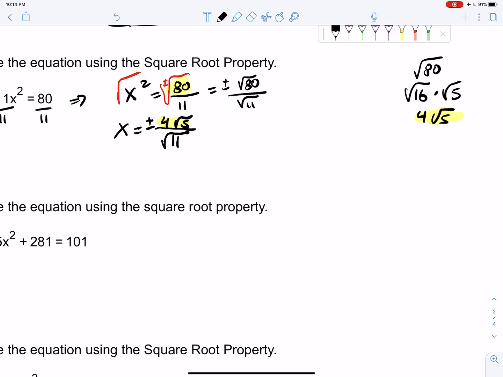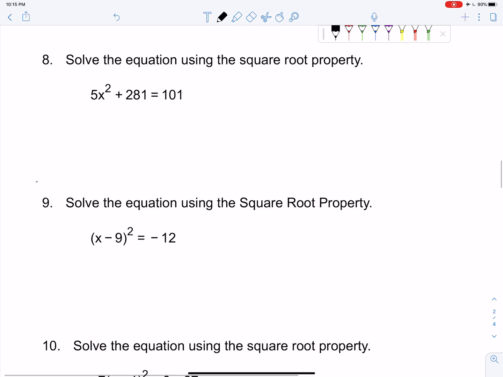We never leave our final answer with a square root in the denominator, so we'd like to take care of business there by multiplying the denominator and numerator by the square root of 11. When you do that, square root of 11 times square root of 11 is just 11. That's why we selected that, because it rationalized it for us. And up top, we've got 4, and then the square root of 5 times the square root of 11 is just the square root of 55. And 55 does not have any perfect squares in it. It just has 5 times 11, so that is not going to simplify out. And so we get x equals plus or minus 4 square root of 55 over 11.